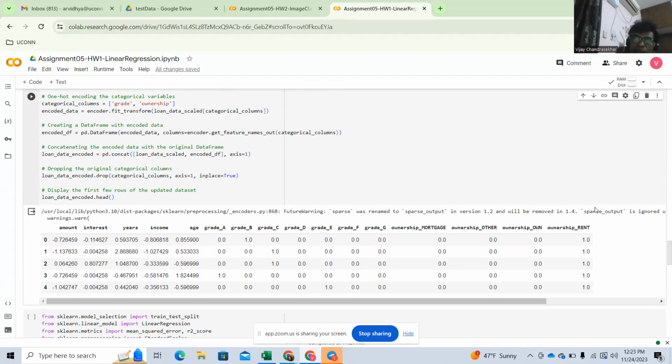So would you exclude it from the regression? It'll be excluded from standardization. Your standardization would be applied only on the numeric ones, the way she has done. I think she's done it correctly. She has standardized only amount, interest, years, income, and age, and not grade and ownership.